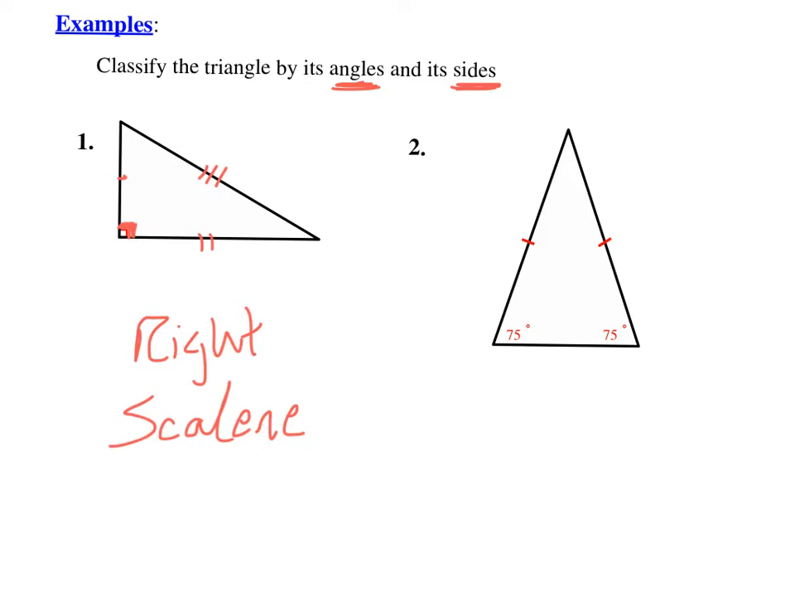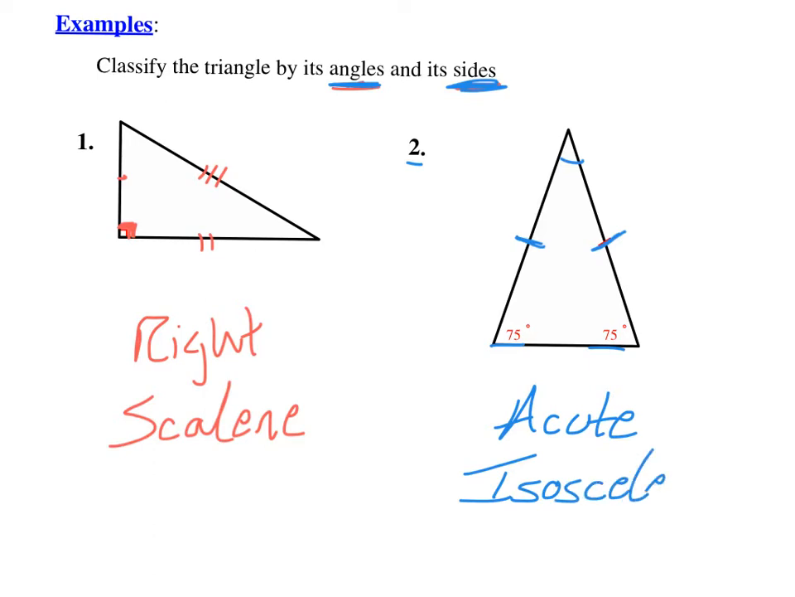For number two, as far as the angles go, it looks like we have 75, 75. This angle also appears to be acute, so I'm going to say that it is an acute triangle. And as far as the sides go, we do have two sides that are congruent, which means that it's also isosceles. So acute describes its angles, isosceles describes its sides.